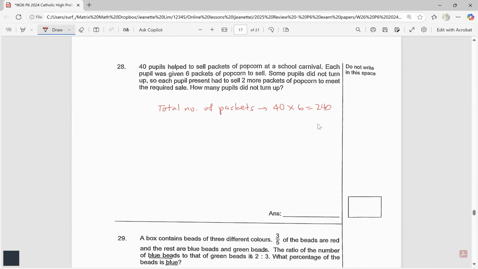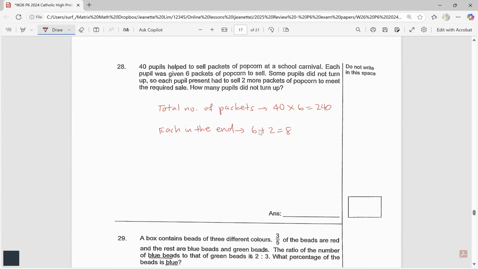Okay, 240. So no matter whether you have pupils not turning up or not, your total number of packets to be sold has to be 240. Because there were some that did not turn up, the rest of it has to be redistributed. So in the end, each of them would sell 2 more. So at first it's 6, then 2 more, it becomes 8. So everyone has to sell 8.